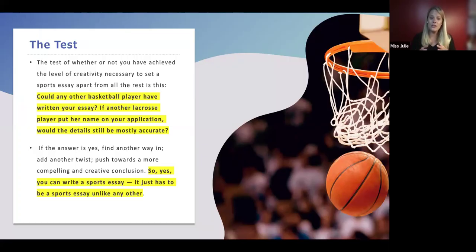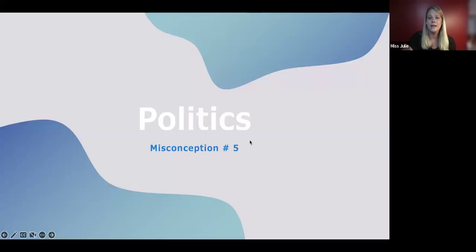So yes, you can write a sports essay, but it has to be a sports essay unlike any other sports essay, which can be hard to do, but yes, it can be done, right? So again, ask yourself after you wrote the essay, could any swimmer have written this essay, right? If the answer is yes, then the essay needs to change, right? You can still possibly write that topic, but maybe through a different lens or a different angle.